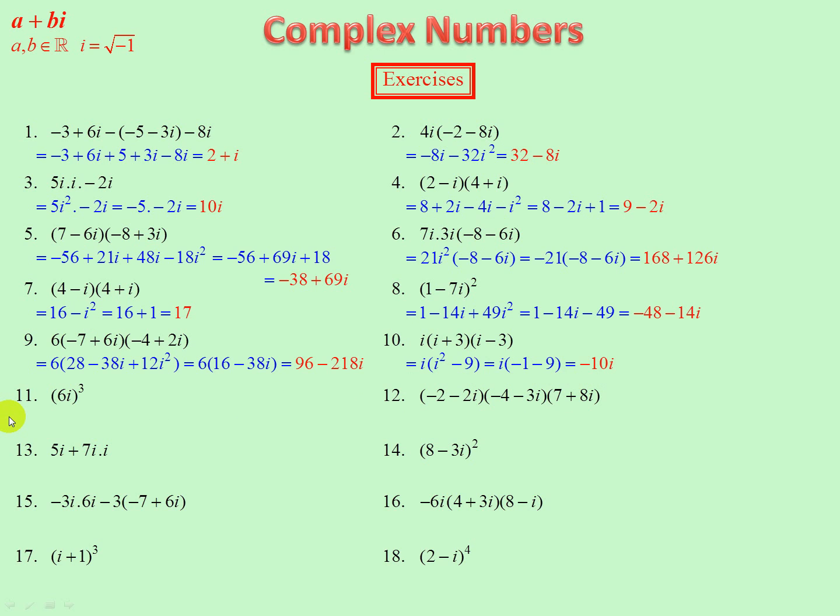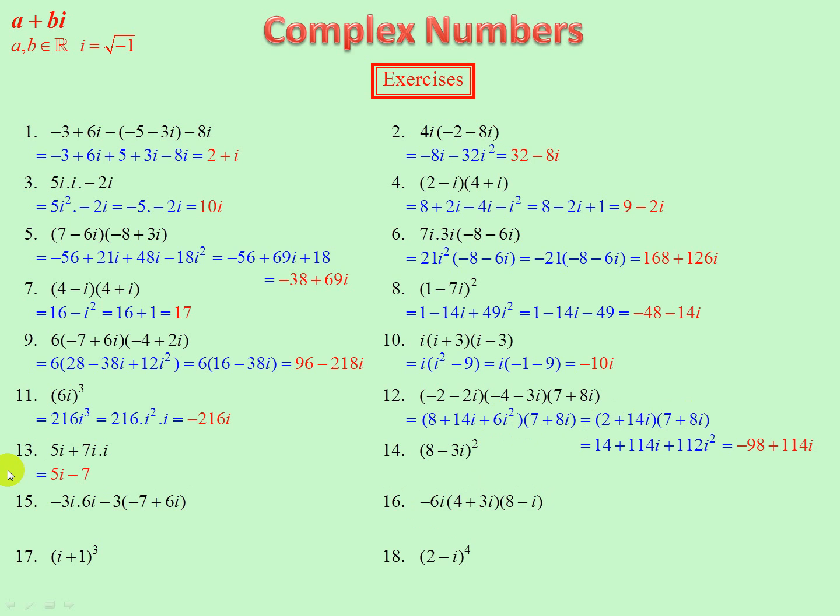This one, both the 6 and the i are being cubed, so we have 216i cubed. And I remind you that i cubed is i squared times i. There's a -1, making it negative. 3 brackets. Let's multiply out the first 2 brackets and simplify, and then we multiply out the remaining brackets. Straightforward simplification of i times i. Squaring a binomial. Two terms to simplify.